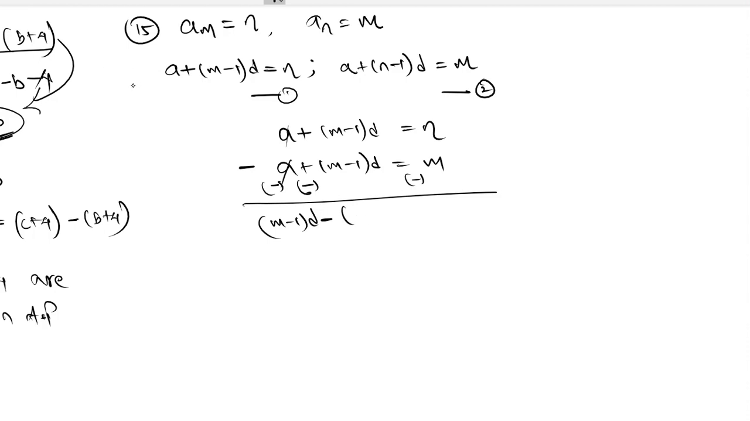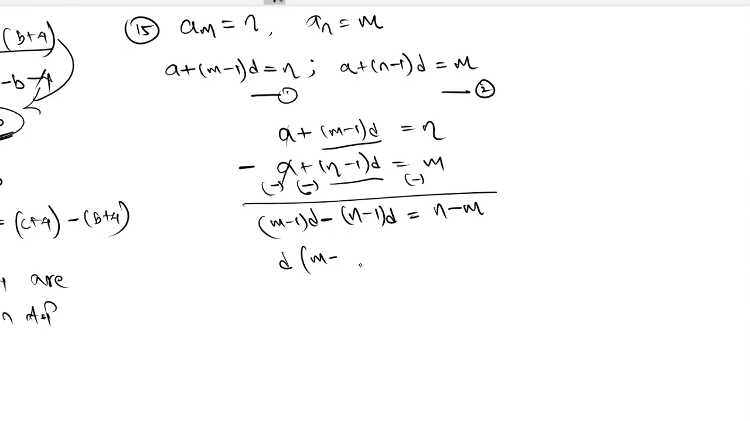There is some mistake I have made here in writing. Just see this, this should be n. So we were saved. Minus (n minus 1) D is equal to n minus m. Right? We can take out D common here. So you understood, right? I just subtracted this minus this, and A got eliminated.